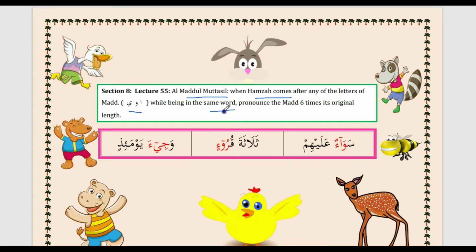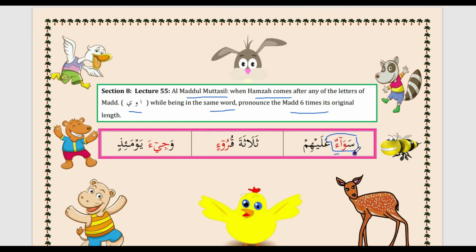While being in the same word, we pronounce the mad sound, or we stretch the mad 6 times its original length. The hamza has to come after alif, waw, or ya, and it has to be in the same word, not 2 words, same word. Then we pronounce it 6 times its original length. Yeah? So here we have hamza. It comes after alif, and it is in the same word. Here we have to prolong the mad sound 6 times its original length.